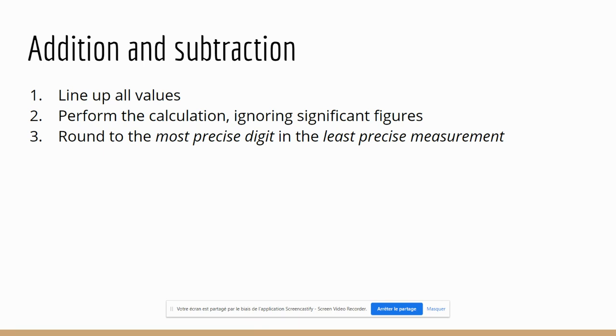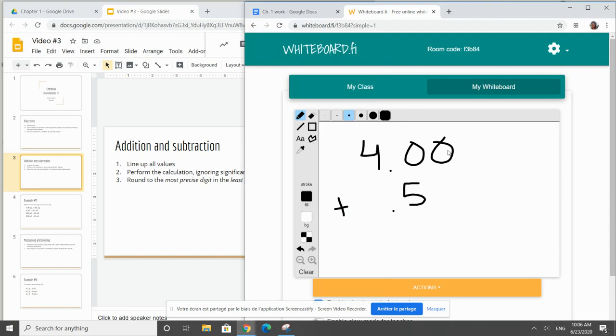I'm going to show you this with an example. So you line up the values. You might not have to do it this way every single time, but for now, you're going to want to line up the values. You're going to perform the calculation ignoring significant figures. So here I get 4.50.